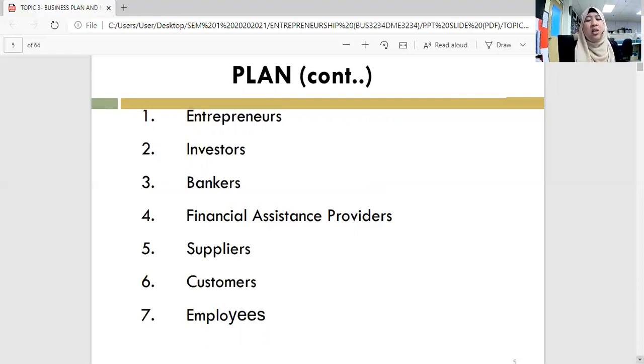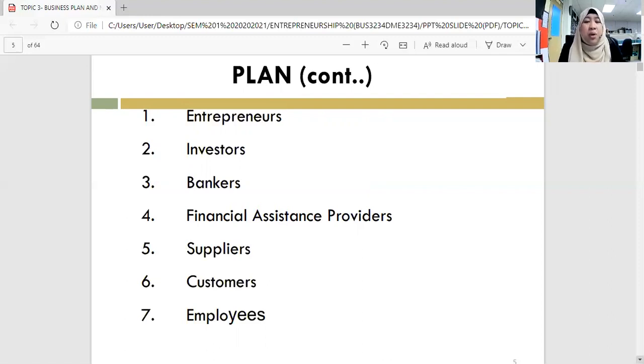And then the second one, the investor. Of course the investor wants to know where their money goes. So that's why it is important for them to read their business proposal meticulously, and to make sure that they know how much they will get in return for their investment.